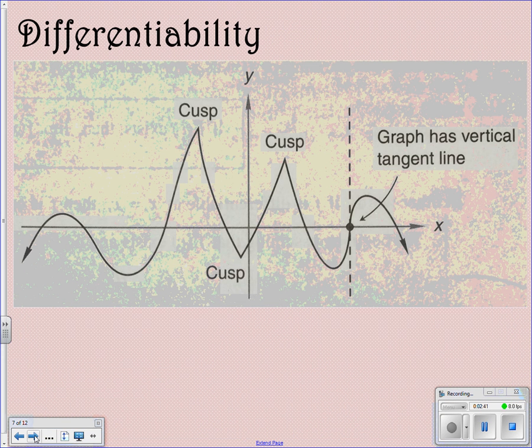Looking here for differentiability, we do not have a derivative at this point, this point, this point, or here. You cannot have a derivative at a cusp, at a sharp point, or where you have a vertical tangent line. So all four of those, you would not have a derivative. It's not going to be differentiable at those specific c values, wherever those happen to be.